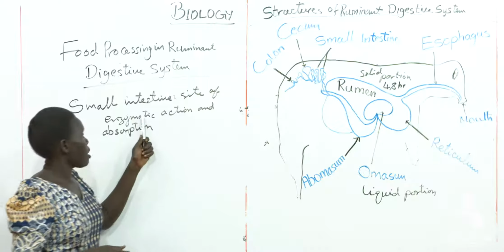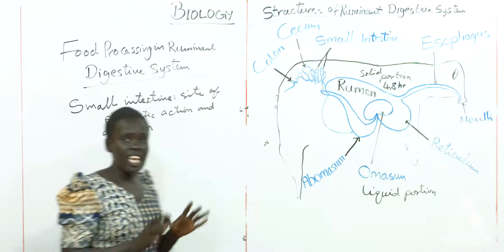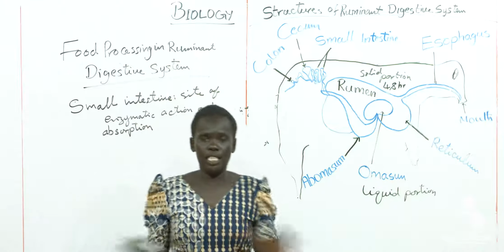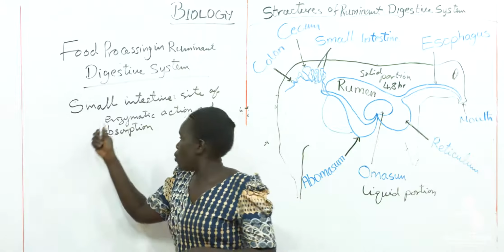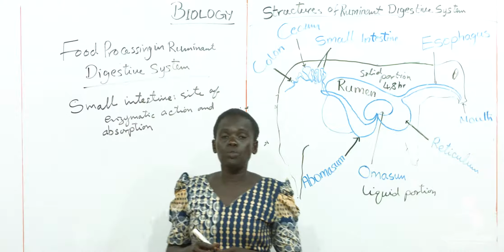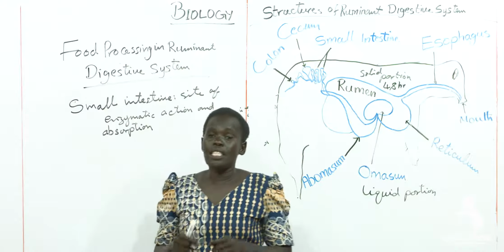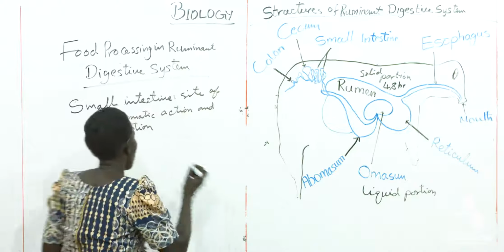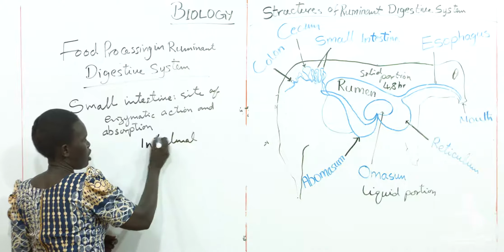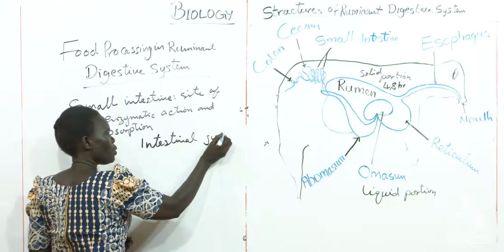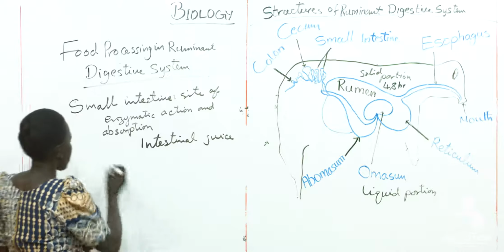Why is it the site of enzymatic action? Because this is where the digestion gets completely over, and where all the materials will be absorbed. That's why you'll find it well equipped with intestinal juice. It is well equipped with intestinal juice or enzymes.